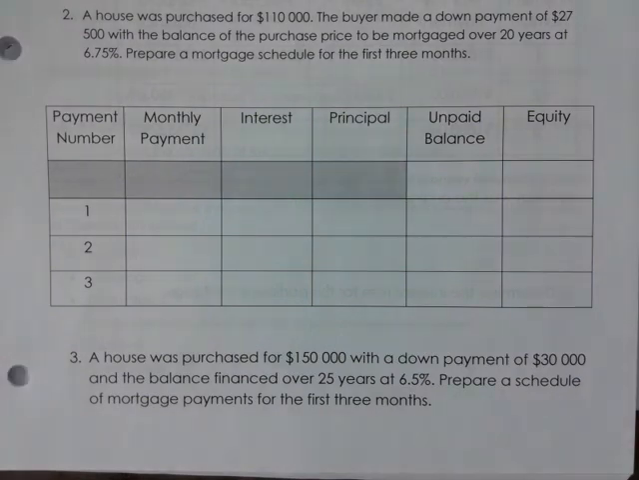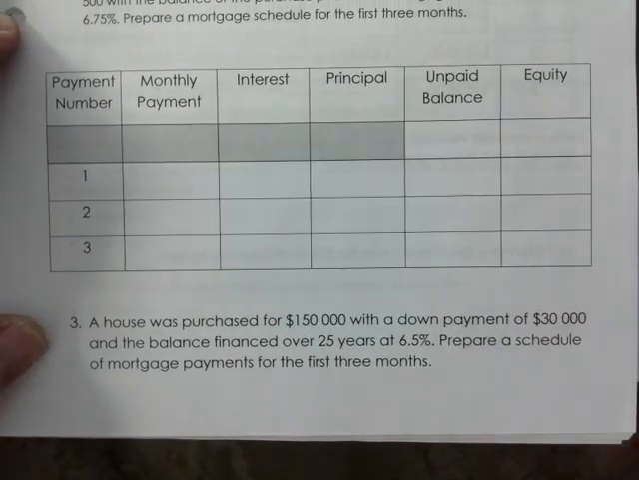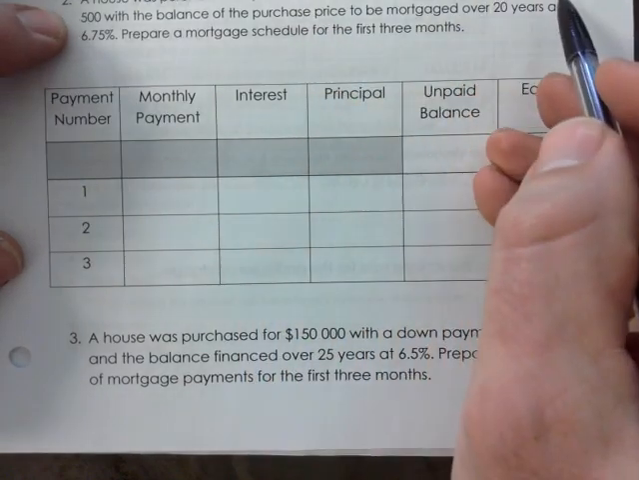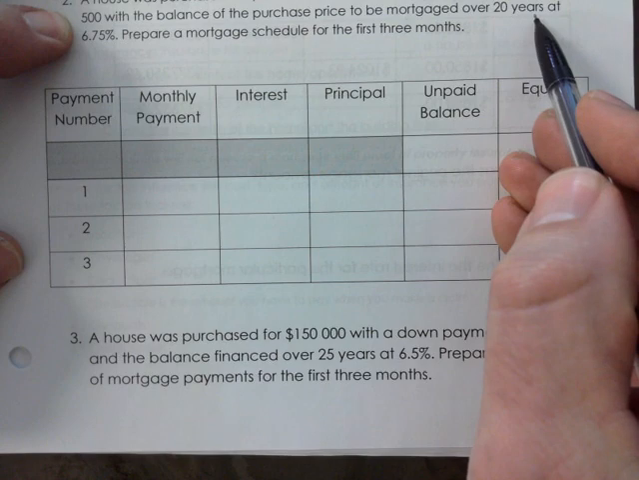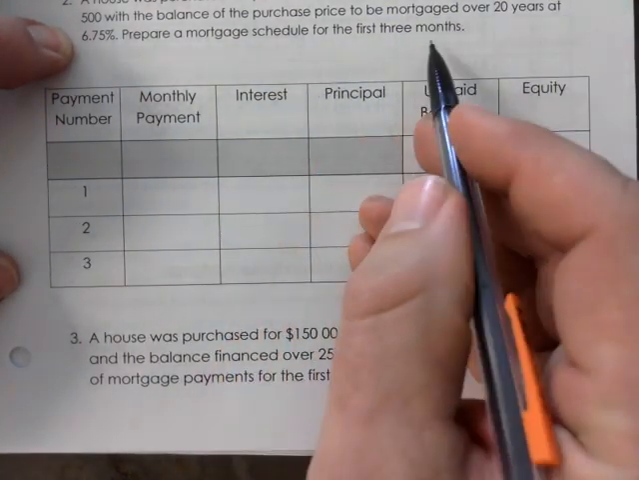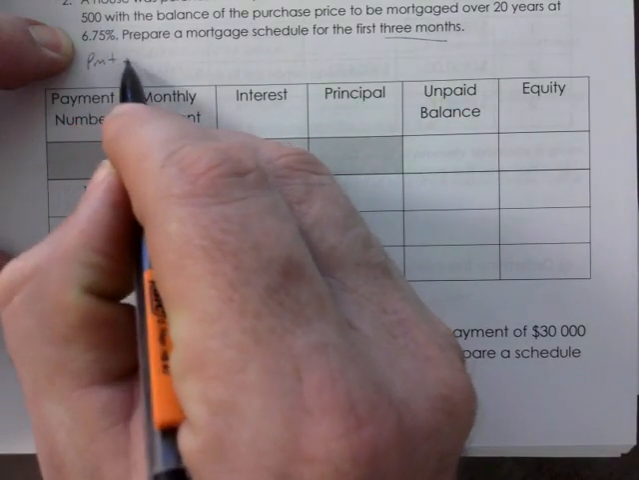This, and then we'll do insurance. So here we go. The house was purchased for $110,000 with a $27,500 down payment. The balance will be amortized over 20 years at 6.75%. Prepare a mortgage schedule for the first 3 months. So first of all, we have to figure out the payment.